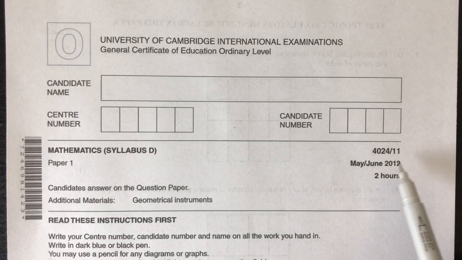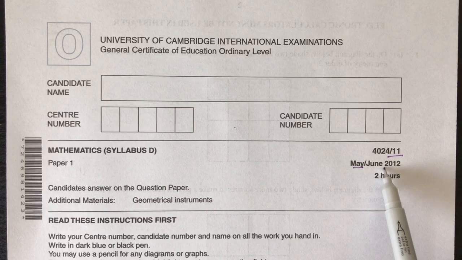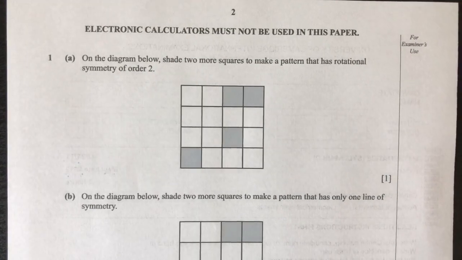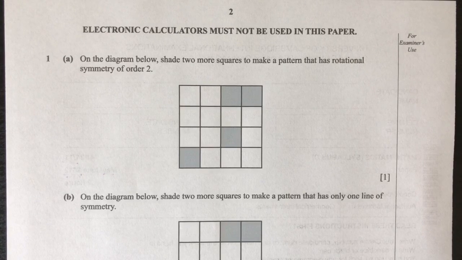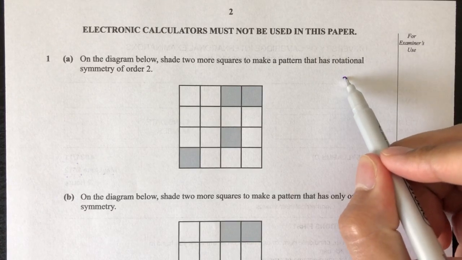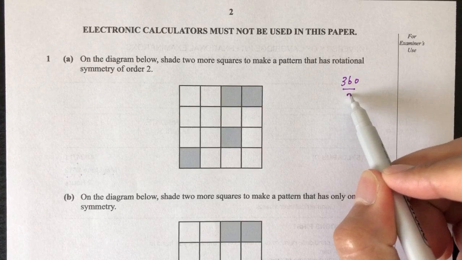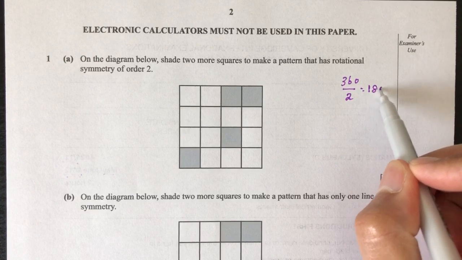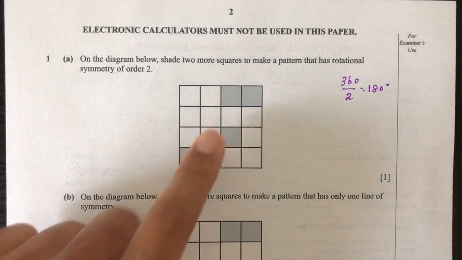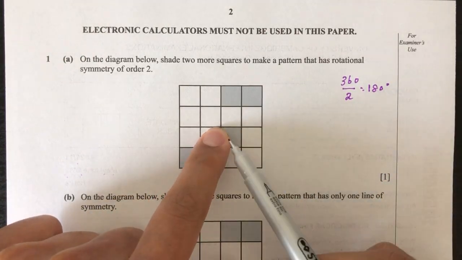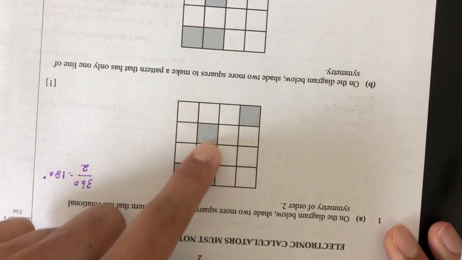This one is paper 1-1 of May-June 2012. Let's go on to question number 1. So part A, on the diagram below, shade two more squares to make a pattern that has a rotational symmetry of order 2. So order 2 is 360 divided by 2, that will be 180 degrees. It means that if I rotate this by 180, it needs to have the same shape as before.